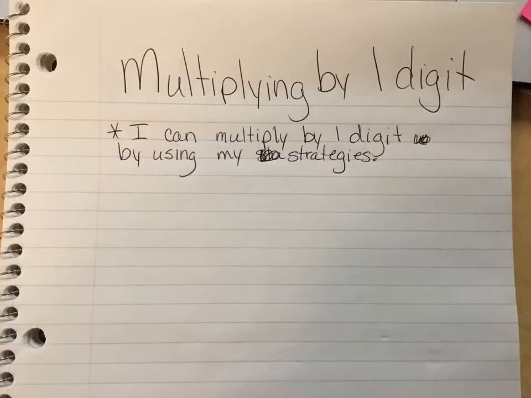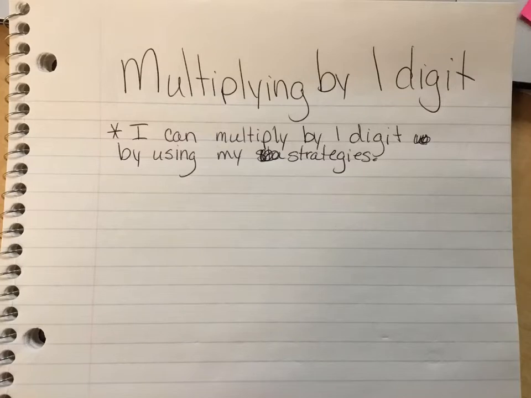So things are pretty simple today. A very simple I can statement. We're going to be multiplying by one digit, and the I can statement is I can multiply by one digit by using my strategies. I'm going to teach two different ways that you could do this, so that you know there are multiple ways to get this done. The first way I'm going to teach you is called partial product, and the other way I like to teach is called the compact method. So let's go ahead and start with this problem.